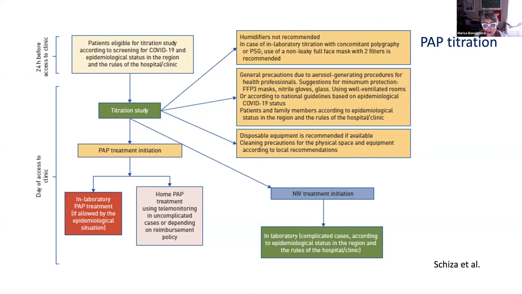Among recommendations, the use of humidifiers is not recommended, and in case of in-lab titration, we should use non-leaky full-face masks with two filters, and this is recommended by all guidelines. Again, health professionals should be protected with FFP3 masks, nitrile gloves, and glasses, and use a well-ventilated room, or some guidelines suggest negative pressure rooms.